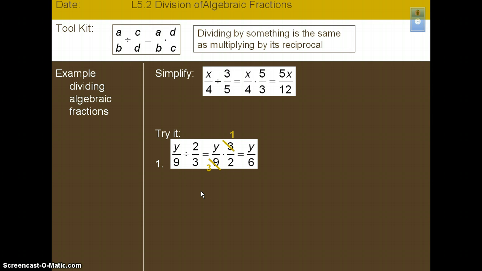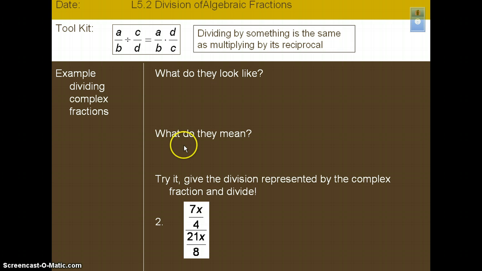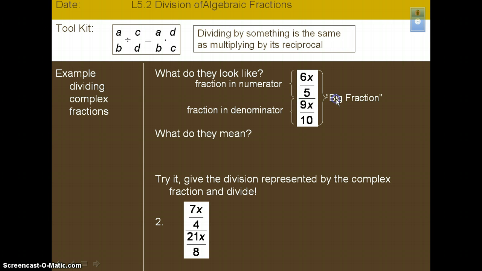Now, when we're dividing fractions, things can get a little tricky because we have a little something called a complex fraction. So what does a complex fraction look like? It is when we write fraction division in fraction form, because division is a fraction. So we have a fraction for our numerator, a fraction for our denominator, and then we have a whole big old fraction. So what does this really mean? It still means numerator divided by denominator.